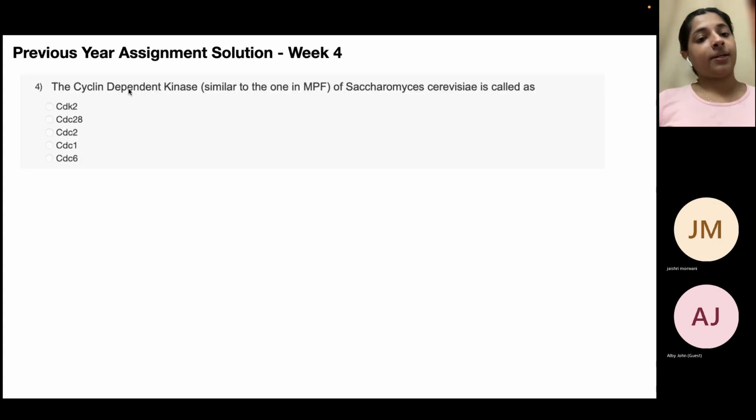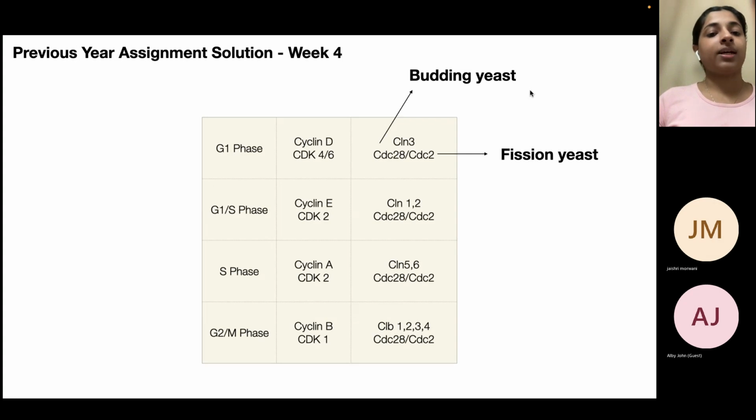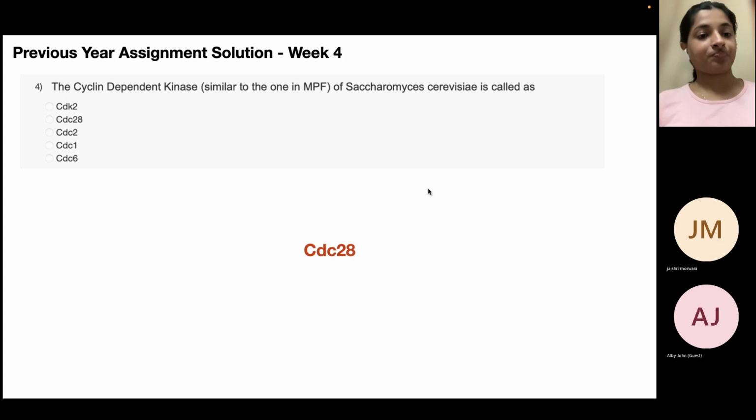The next question was, the cyclin-dependent kinase of Saccharomyces cerevisiae is called as. This we have seen in the previous class, wherein there are multiple phases and there is only one CDK in yeast, and in this case in budding yeast it is CDC28.